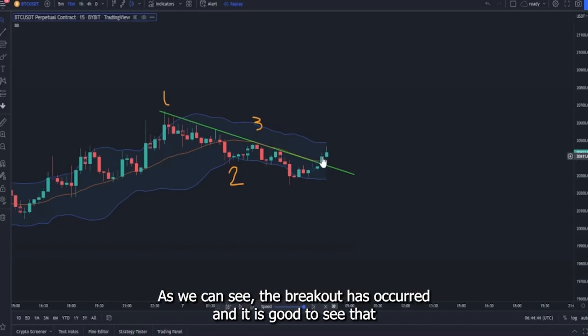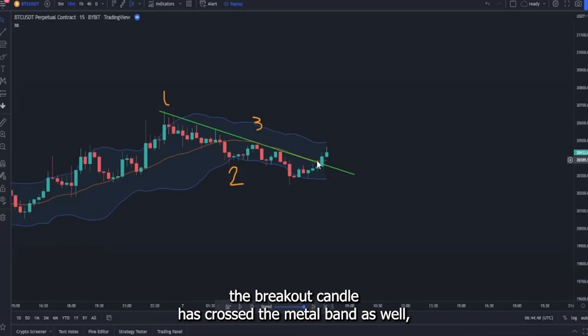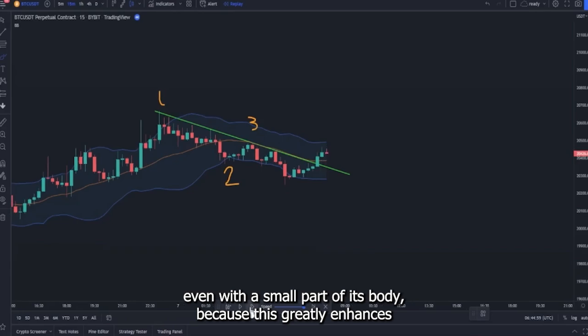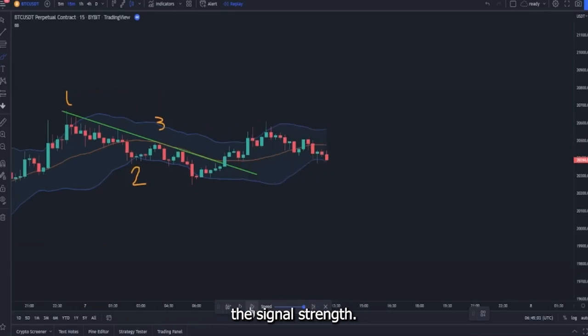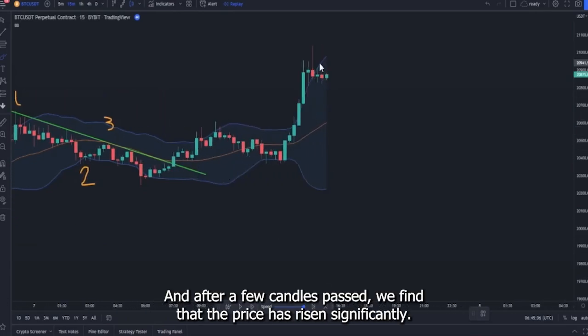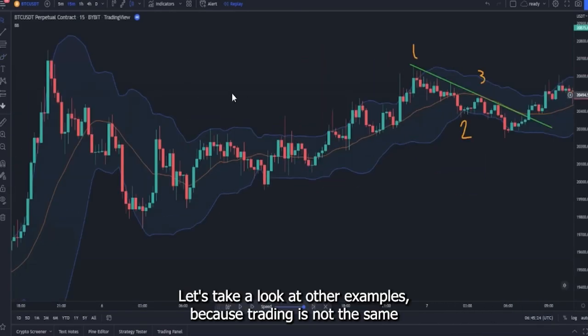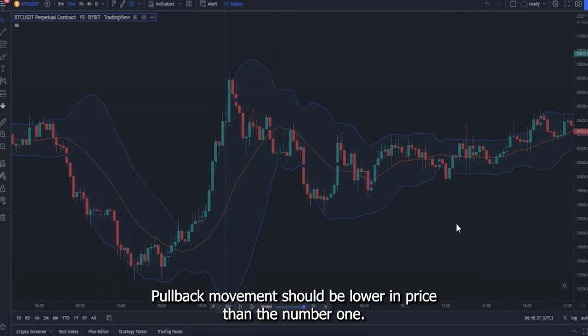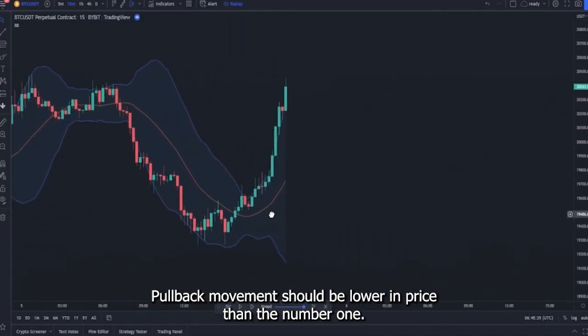Here, as we can see, the breakout has occurred, and it is good to see that the breakout candle has crossed the middle band as well, even with a small part of its body, because this greatly enhances the signal's strength. And after a few candles passed, we find that the price has risen significantly. Let's take a look at other examples, because trading is not the same every time. Pullback movement should be lower in price than the number one.